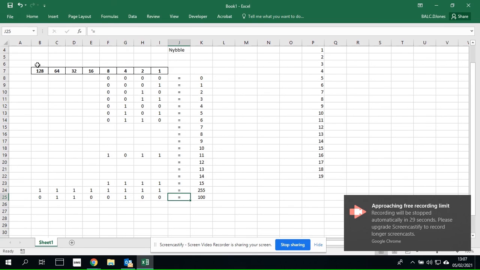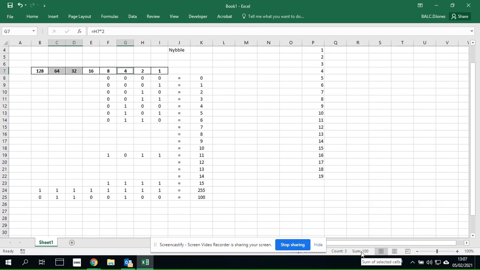And I can just test that really quickly because I'm doing this in Excel, by just holding those channels, and I can double check that in the down corner, sum 100.